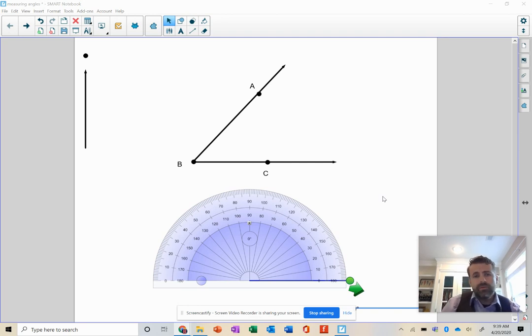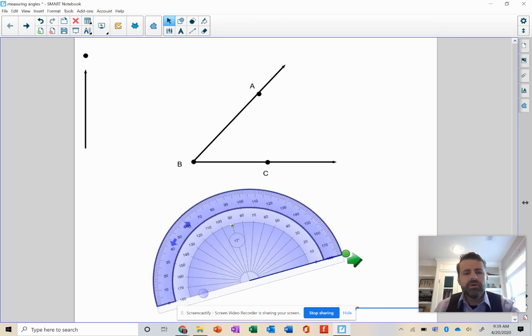Okay, so up here on the screen, I've got two rays here. I've got ray BA going out this way and ray BC going out here along the bottom. And then I also have this tool here down at the bottom as well. This is called a protractor.